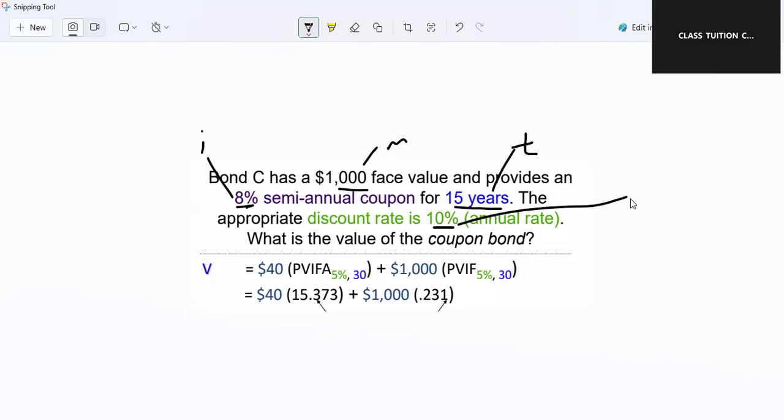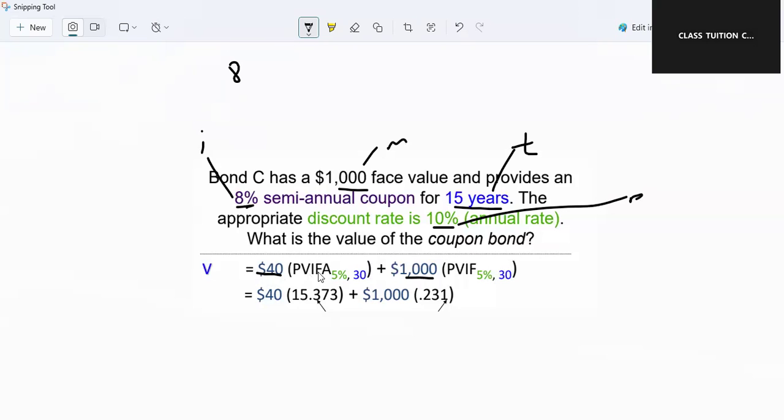So what will happen to our M? It remains the same. We don't do anything to the M, 1,000. What will happen to our small i? Divided by 2 because it's semi-annual. So 8%, we're going to use 4%. 8% over 2 times 1,000. What do we get? So 4% of 1,000 is 40.